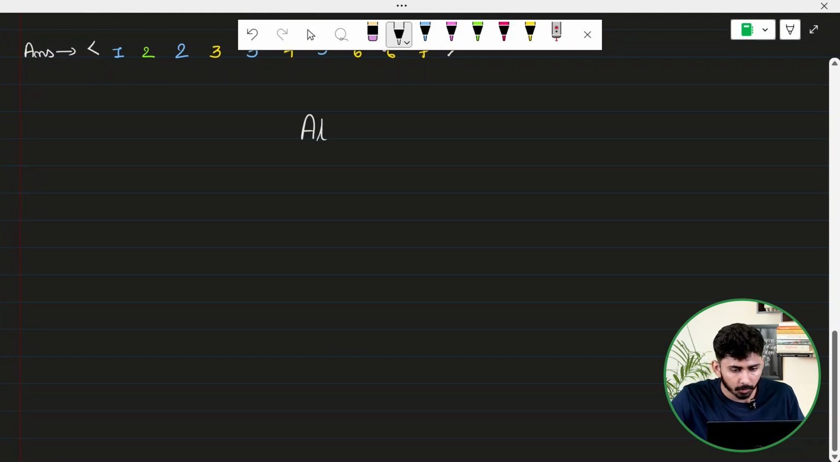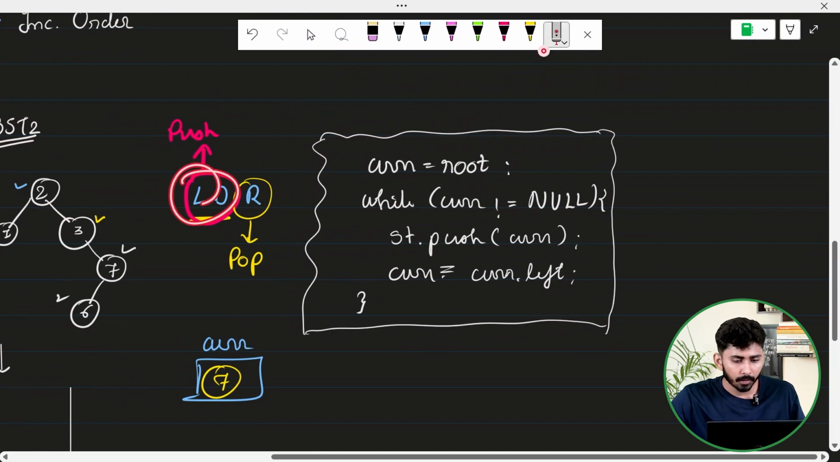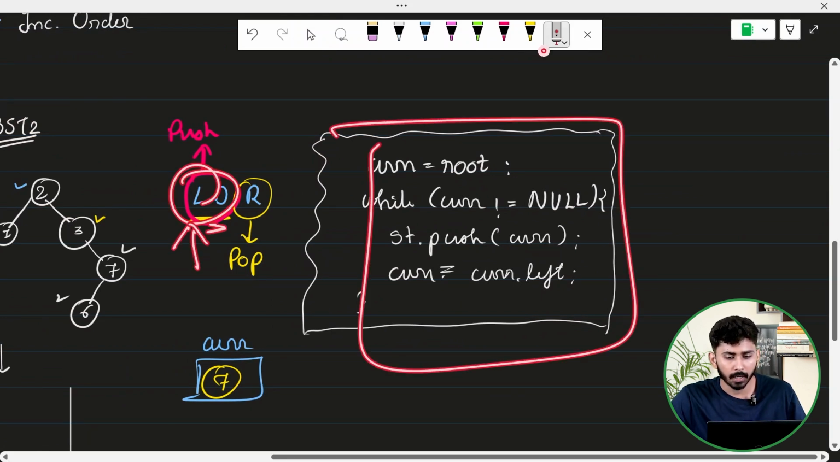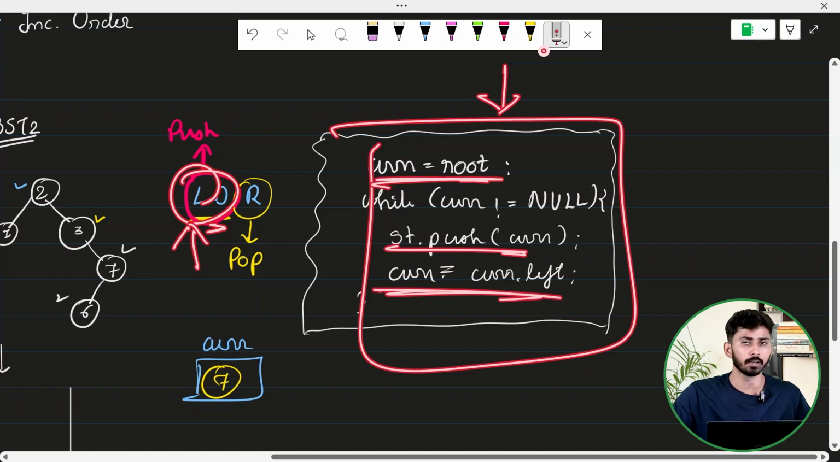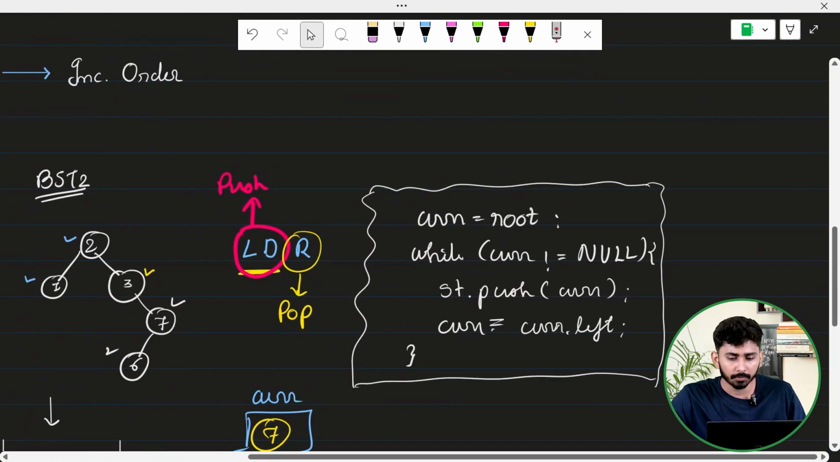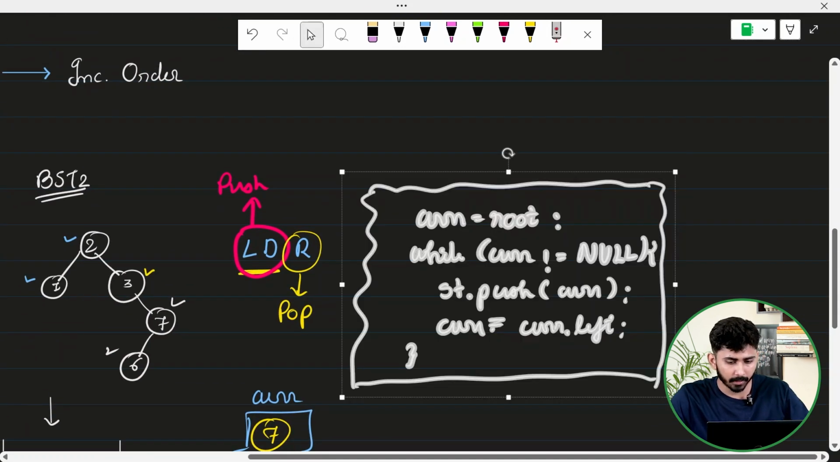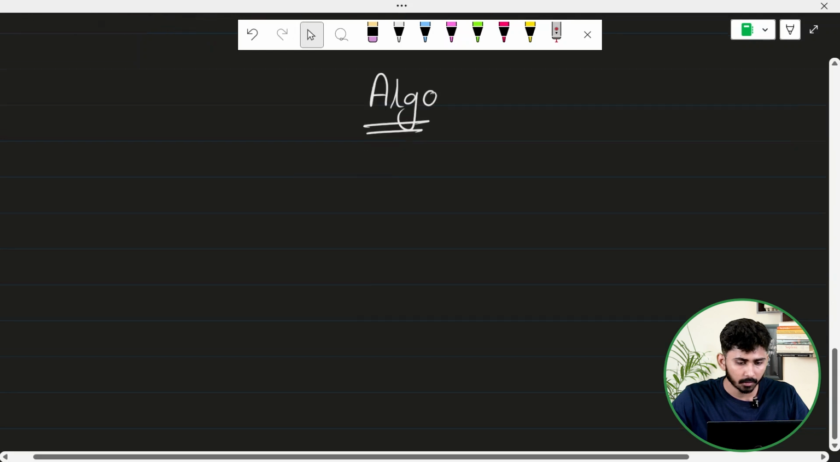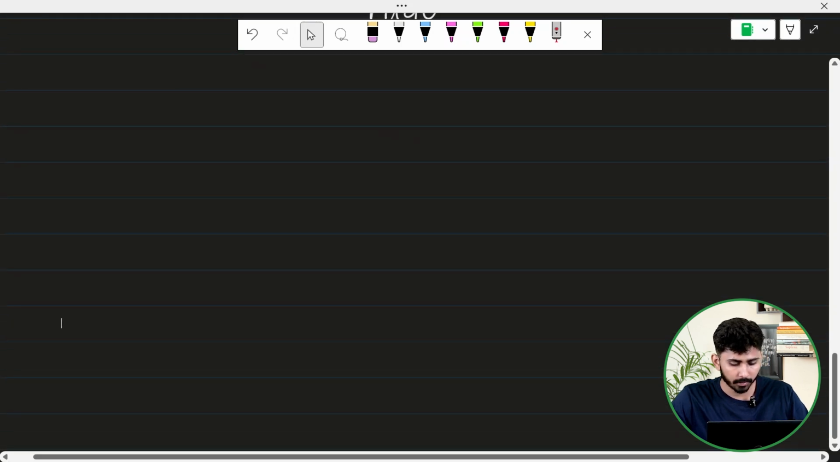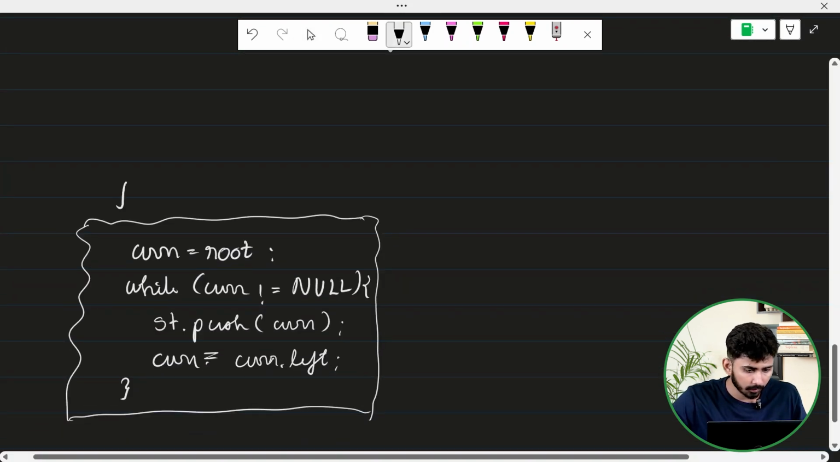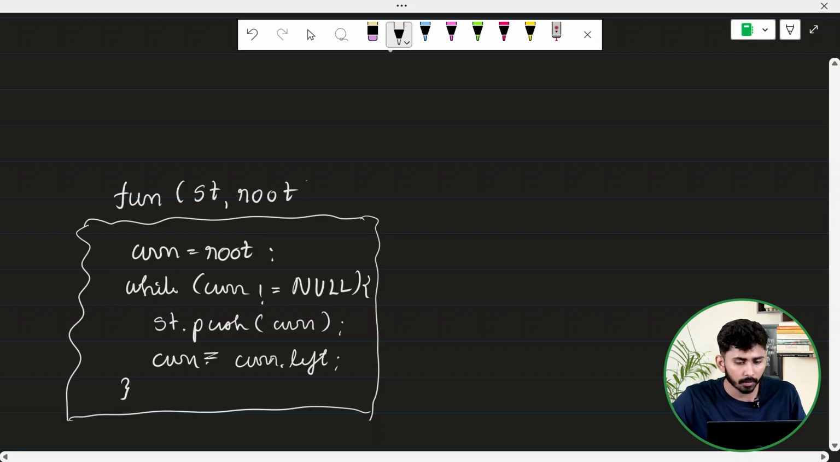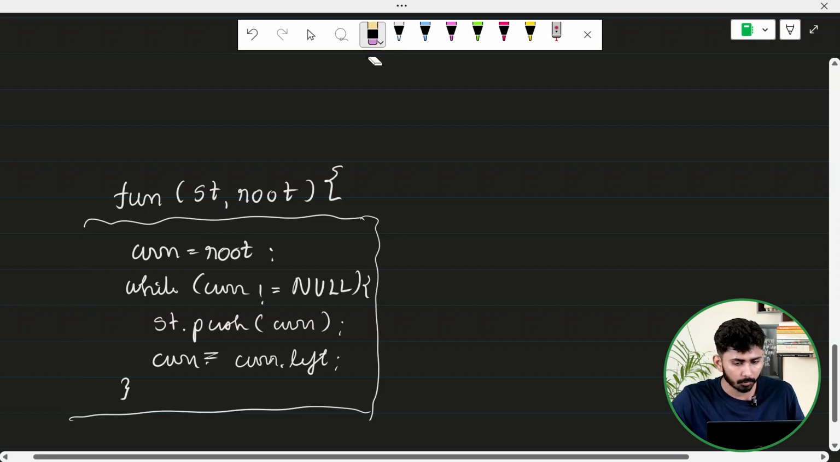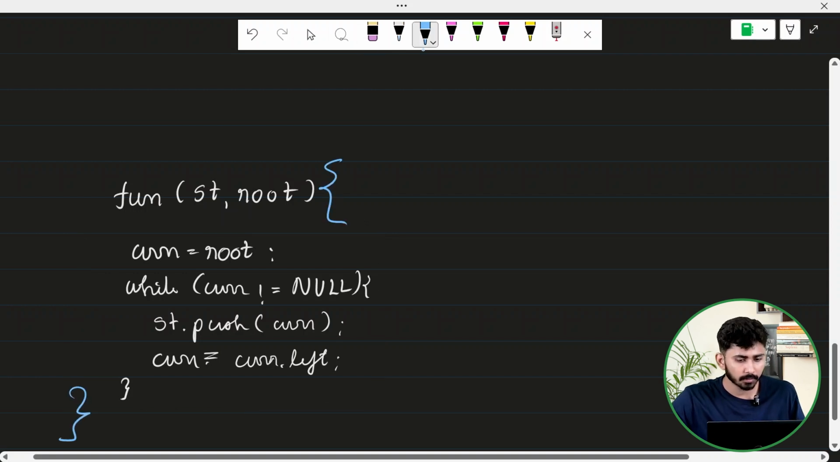I'll write down the algorithm so you can understand it in a better manner. Whenever I talked about exploring the left and the root node, I meant this: I have to insert this data inside my stack. I'm inserting the root node along with all the left children. So let's name this function, let's say, fun, for exploration. I will add it somewhere at the bottom, and you simply pass the stack reference and the root reference here. So this is our function.